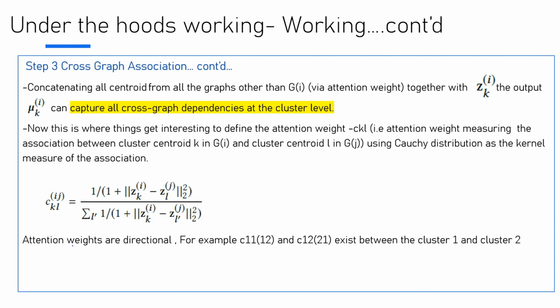Now the attention weight C_kl, that is the attention weight measuring the association between cluster centroid k in G_i and cluster centroid l in G_j. It turns out we again use the Cauchy distribution as a kernel to measure the association. Attention weights are directional by nature. So, for example, C_12 and C_21 exist between cluster 1 and 2.